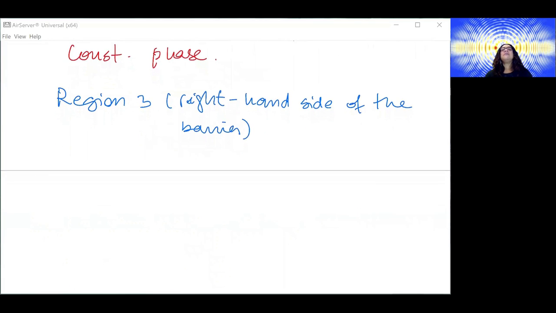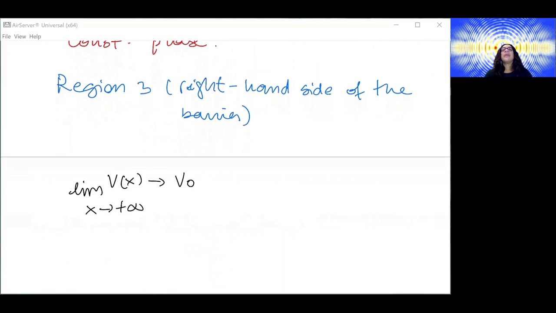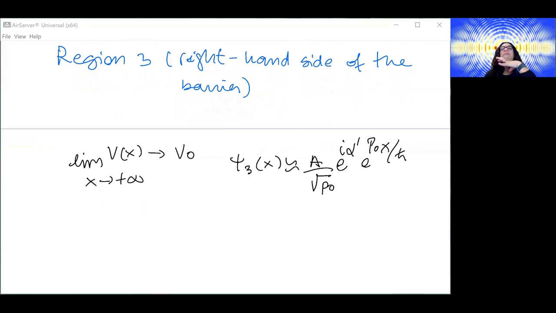Okay, so let's see what we get. Let's assume also that V(x) tends to V0 if you take x to plus infinity. And we can say that psi 3 of x is approximately A p0 e^{i alpha'} e^{i p0 x over h bar}, so it's actually propagating.